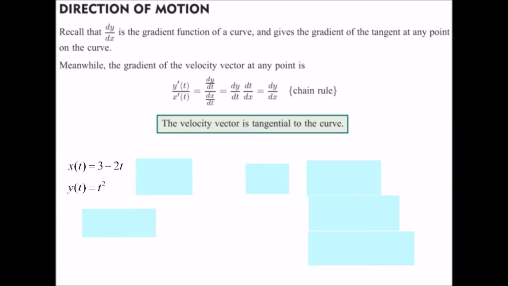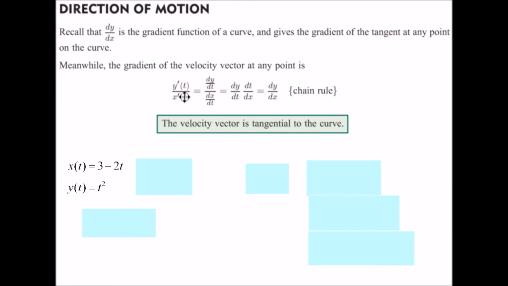So if we were to work out y dash divided by x dash, well, y dash is the change in y with respect to t, so dy by dt, and x dash is dx by dt. Now, using the chain rule, remember these aren't fractions, but they in fact function as fractions. We have dy by dt and dt by dx, which simplifies to dy by dx. So dy by dx, which is the gradient of the curve, can in fact be found by working out y dash on x dash.